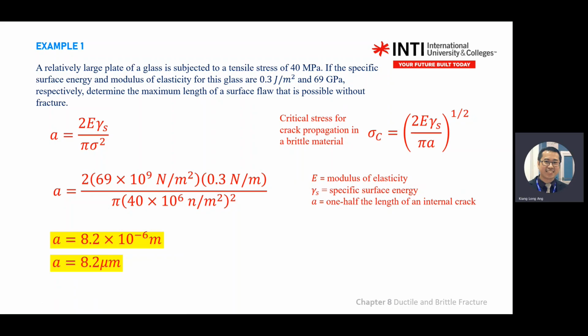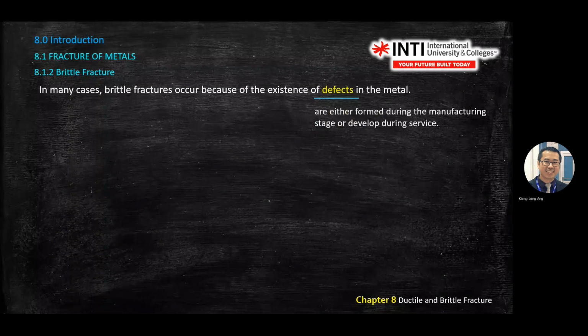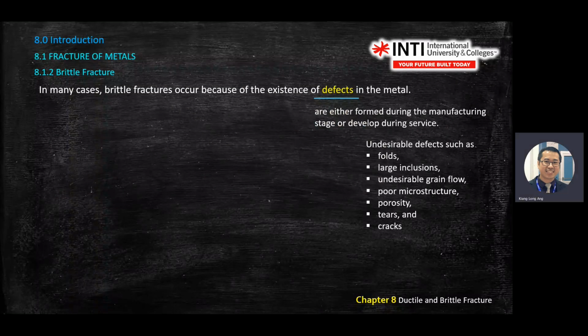Okay, so two important equations for fracture. One is for ductile, one is for brittle material. Okay. So we continue the topic on brittle. So how does brittle fracture happen?